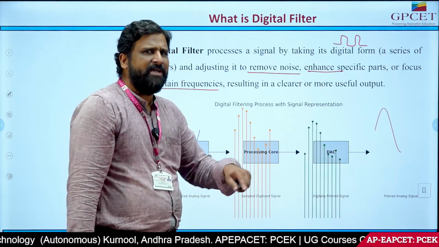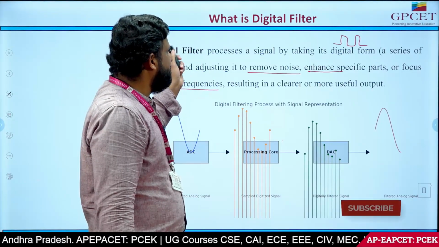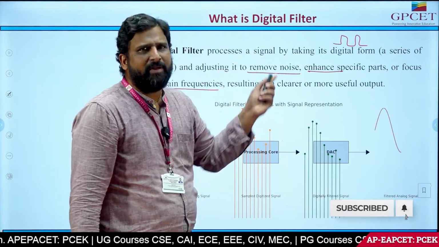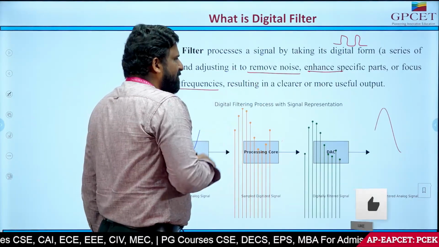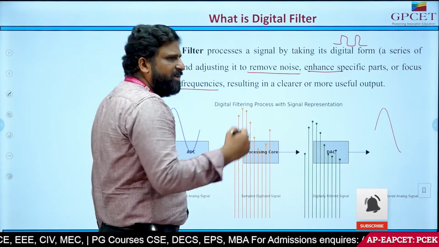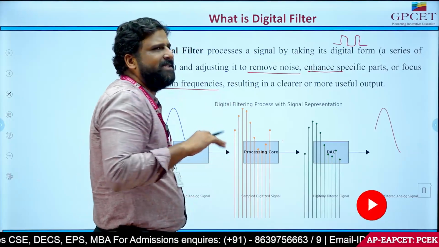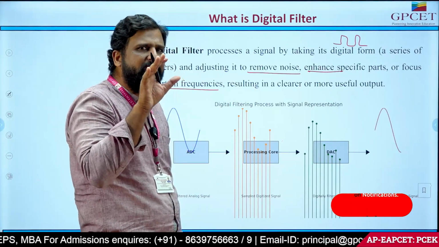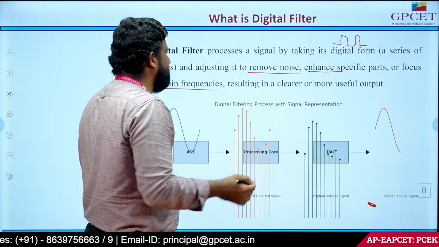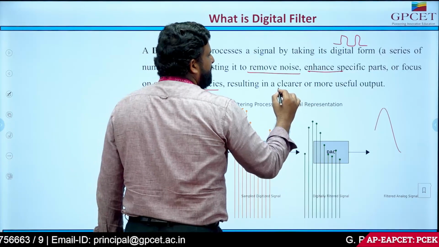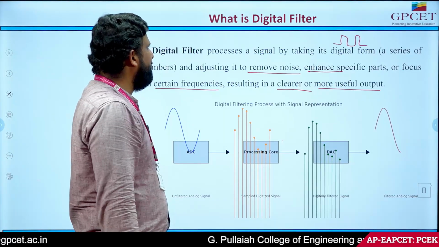It is a similar definition to filtering, but here we are considering the digital signal. By taking the digital form, that is the sequence of numbers, we remove the noise. After removing the noise, we enhance that particular signal, by focusing on some particular frequency components, enhancing those specific parts, and resulting in a clear and more useful output. This is what we call a digital filter.